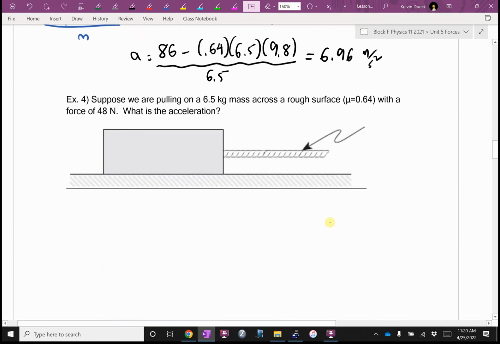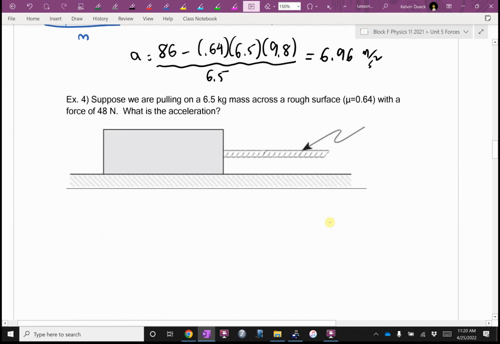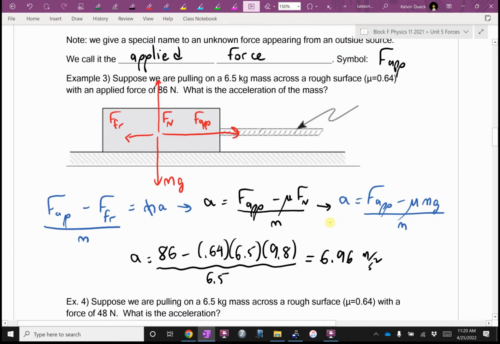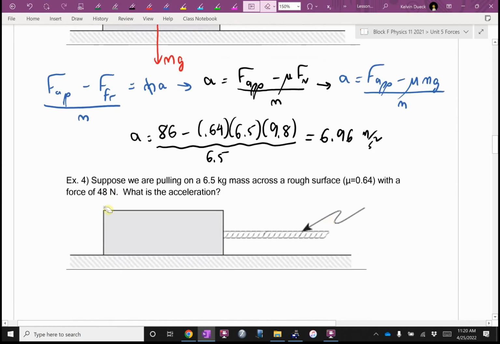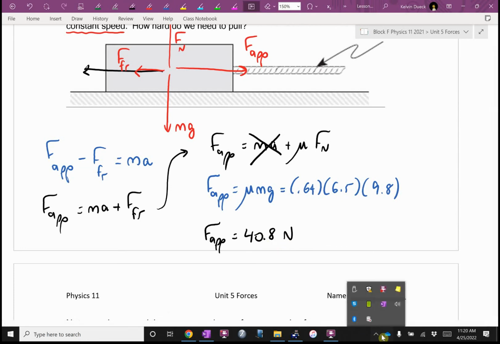Okay. Example 4. Suppose we are pulling on a mass on a rough surface with a force of 48 newtons. What's the acceleration? I'm going to skip example 4 because we just did it. It's very, very similar to example 3, except the applied force is a little bit smaller, but it's still going to accelerate. How do I know? Because if we pull with 40.8 newtons, that was 2 questions ago, that's enough for us to accelerate at a constant speed.